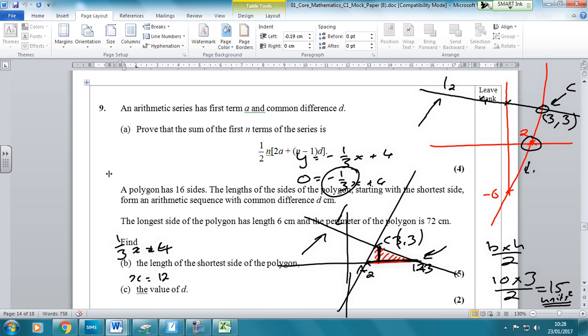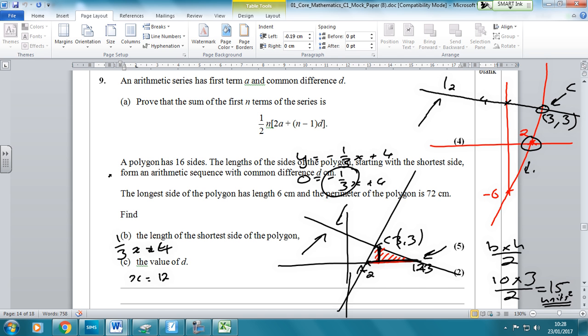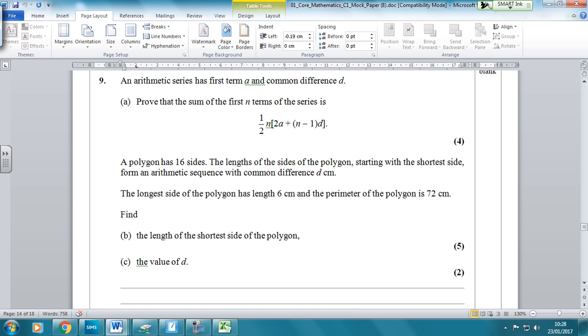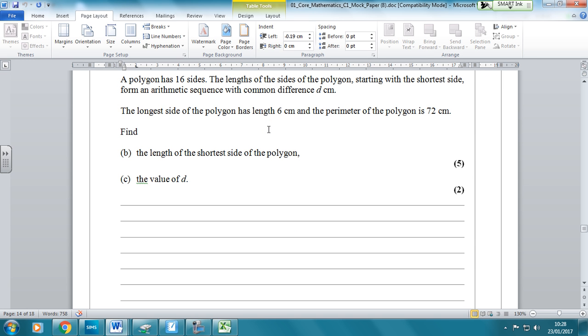Okay, question 9. Now the first part of this question is just something that you're going to need to learn, just remember. And that's the proof for the sum of the series. We've got to prove that it's this thing here. So it was half n, or n over 2, 2a plus n minus 1 d.